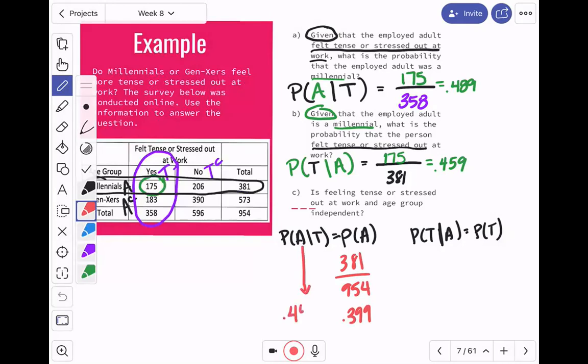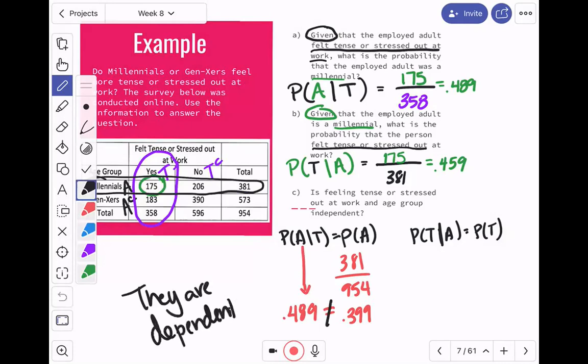So this is 0.399. I've already calculated this up here. That was equal to 0.489. Are these two values equal? Yes or no? No. So what does that tell you? They are dependent this time. And again, if I show it over here, I've already calculated this value as 0.459.